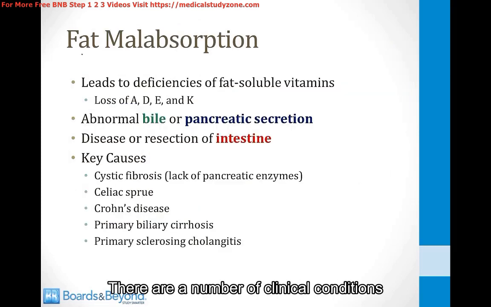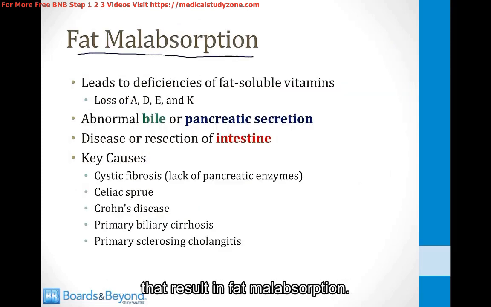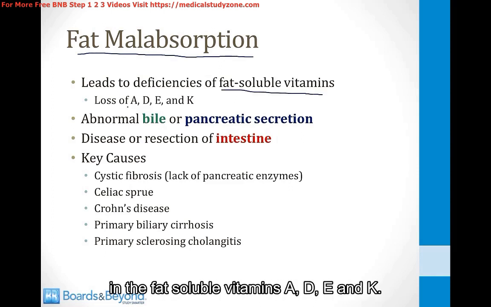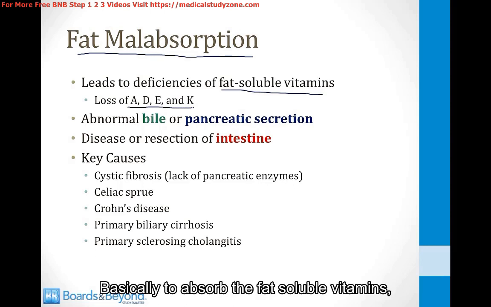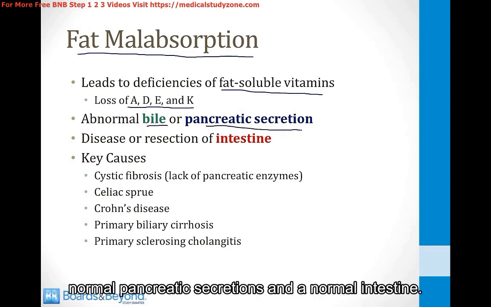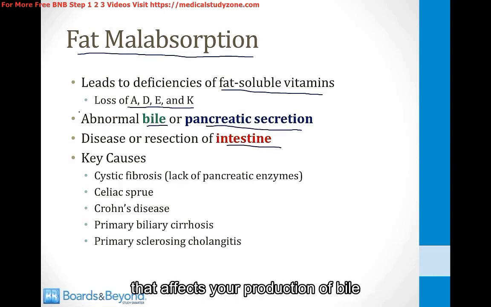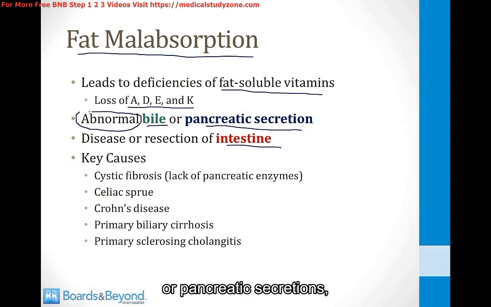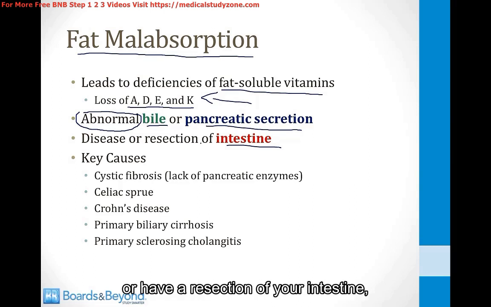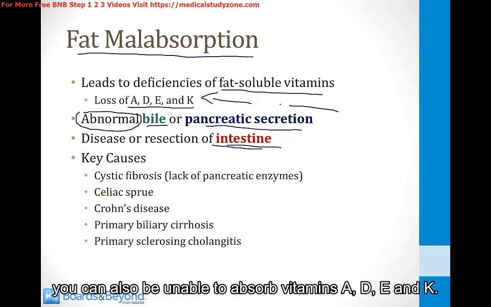There are a number of clinical conditions that result in fat malabsorption, and if you develop one of these conditions, you will become deficient in the fat-soluble vitamins A, D, E, and K. Basically, to absorb the fat-soluble vitamins, you need normal bile, normal pancreatic secretions, and a normal intestine. So if you have a disease that affects your production of bile or pancreatic secretions, you can develop fat malabsorption and become deficient in these vitamins. Additionally, if you develop disease or have a resection of your intestine, you can also be unable to absorb vitamins A, D, E, and K.